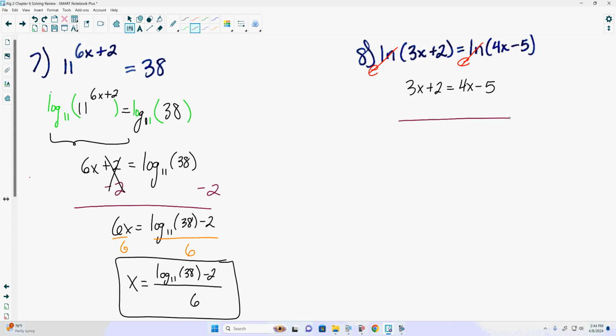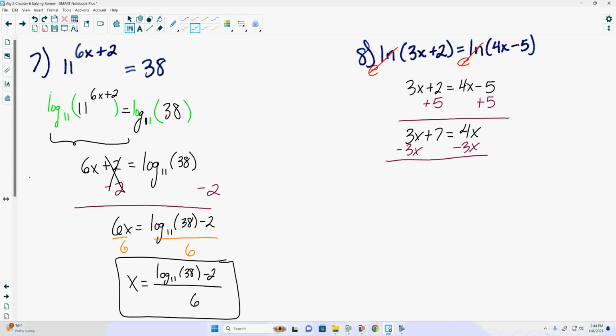And at this point here, we just need to solve for the value of x. Well, the first thing we could do, we could minus 2 from both sides. We could add 5 to both sides. We could have subtracted 3x or subtracted 4x. We just need to pick one of them to do. So I decided to add 5 to both sides, which gives us 3x plus 7 is equal to 4x.